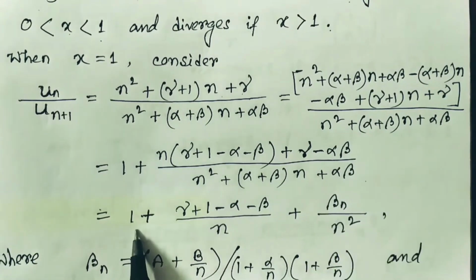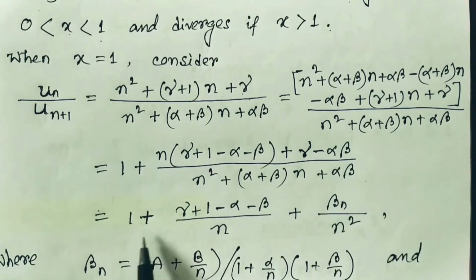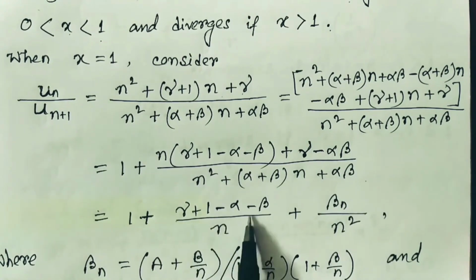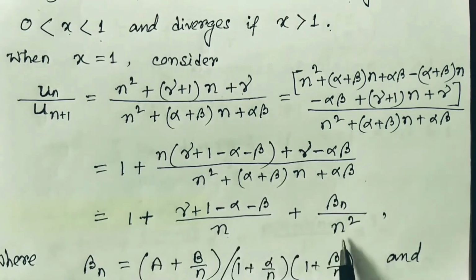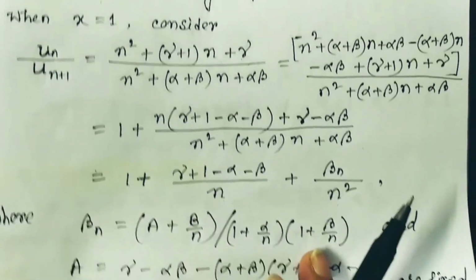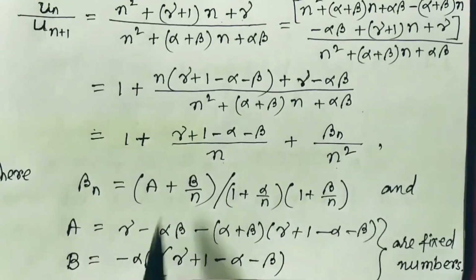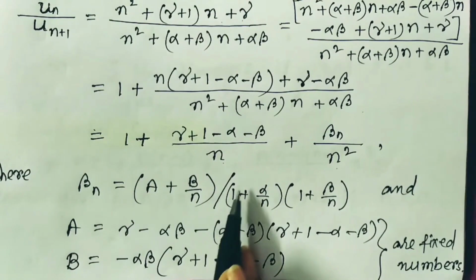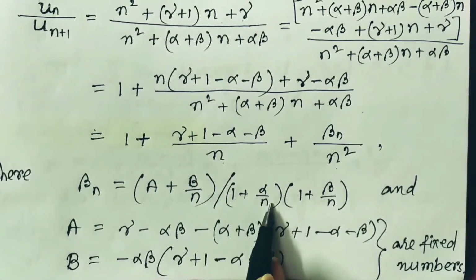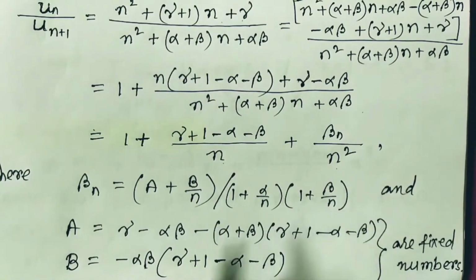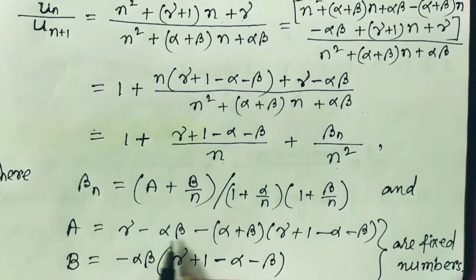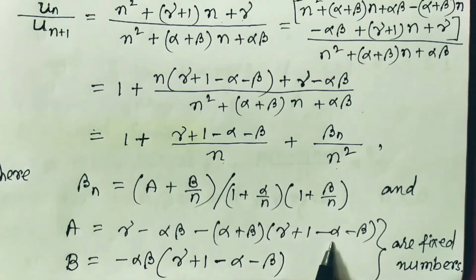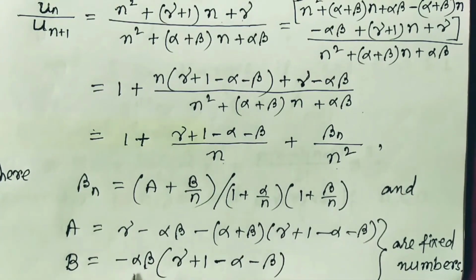So now after simplification we will find out it is 1 plus gamma plus 1 minus alpha minus beta by n plus beta n by n square, where this beta n is this one, a plus b by n whole divided by 1 plus n alpha by n into 1 plus beta by n. Again where a is equal to gamma minus alpha beta minus of alpha plus beta into gamma plus 1 minus alpha minus beta, and b is equal to minus of alpha beta into gamma plus 1 minus alpha minus beta.